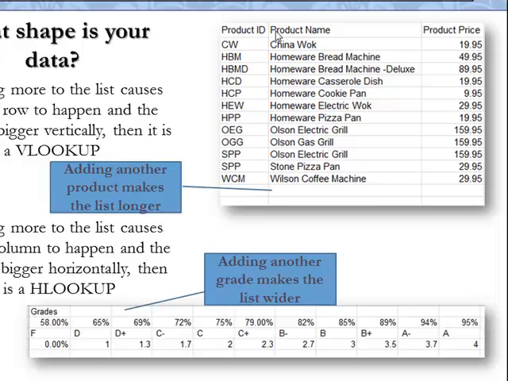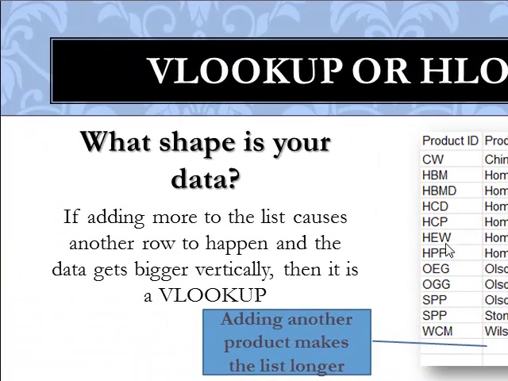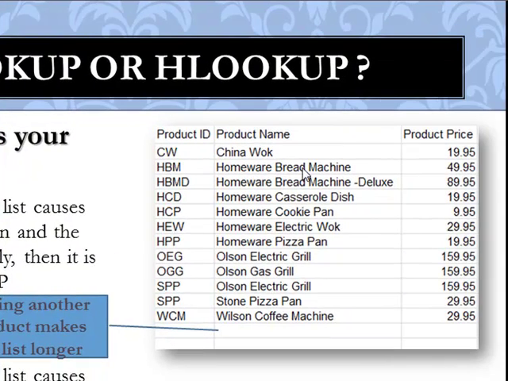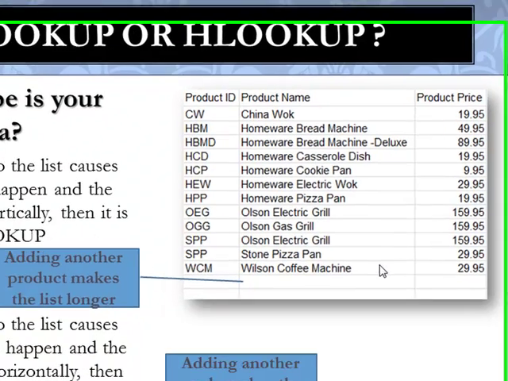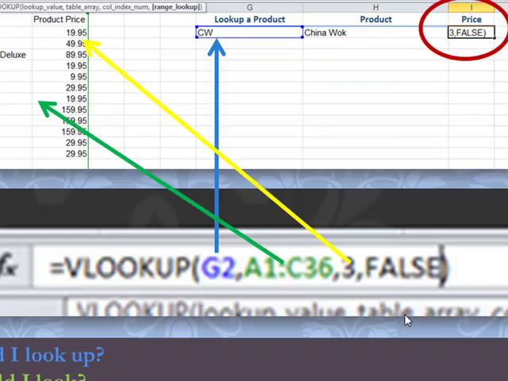Now here on the top, if we're referring to this, and I said, please can you tell me how much product HEW costs? Well, I would create a vertical lookup and I would say, please look up HEW and then return to me column 1, 2, 3. And column 3 is where the price is. And it would tell me $29.95. That's the way lookups work. They have tables of data where they're going to look, and basically you're going to tell it what to look up and which column or row to return to you.